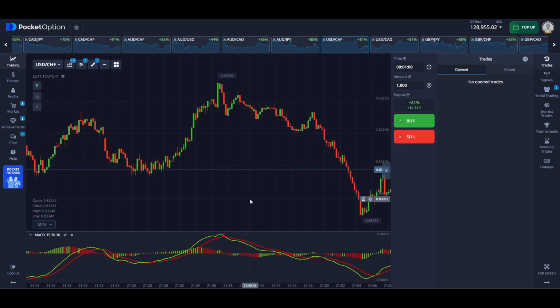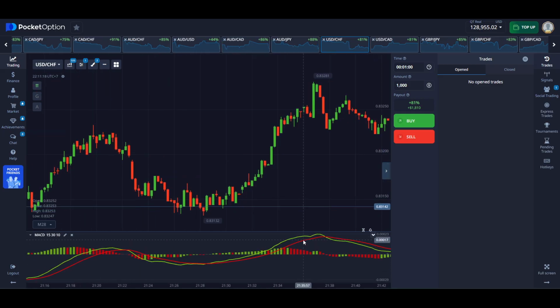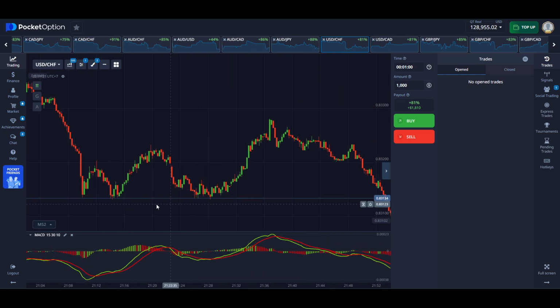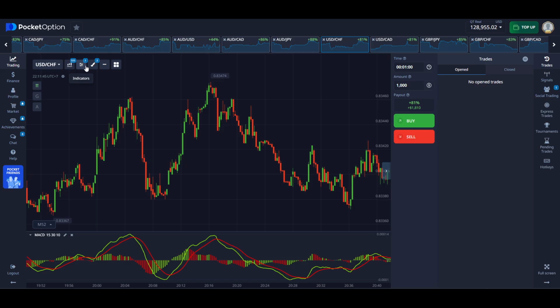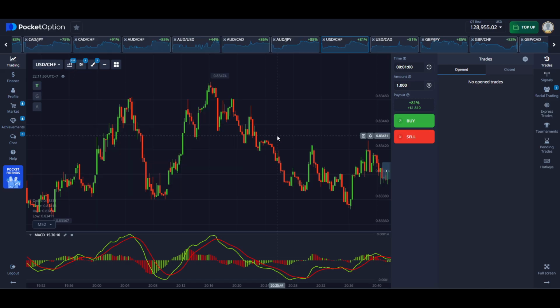Now let's talk about the unsafe entry points. After all, on the MACD we not only have 2 lines here, but also a histogram. And by the way, let's talk a bit about the settings. To add the MACD to the chart, you need to go to Indicators and select MACD here. This is quite a professional tool. Professional traders use it to make their analysis easier.